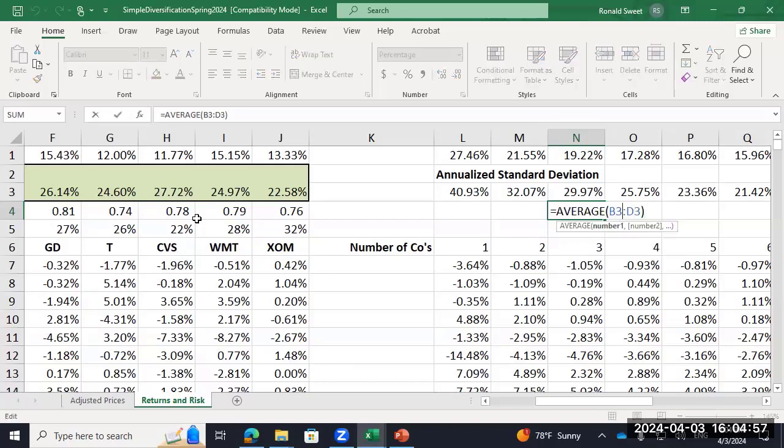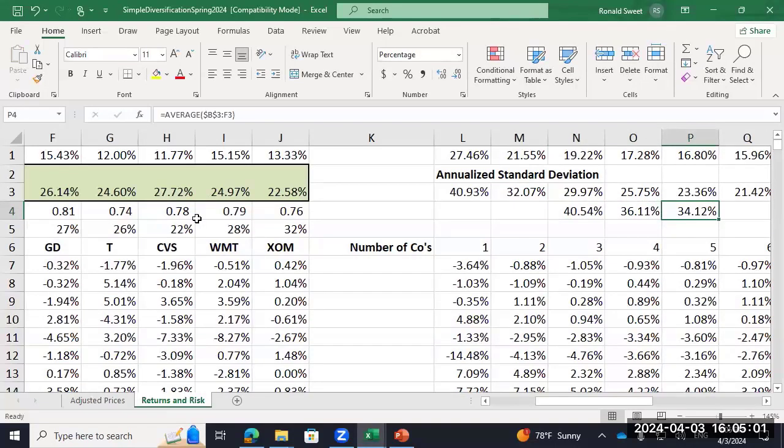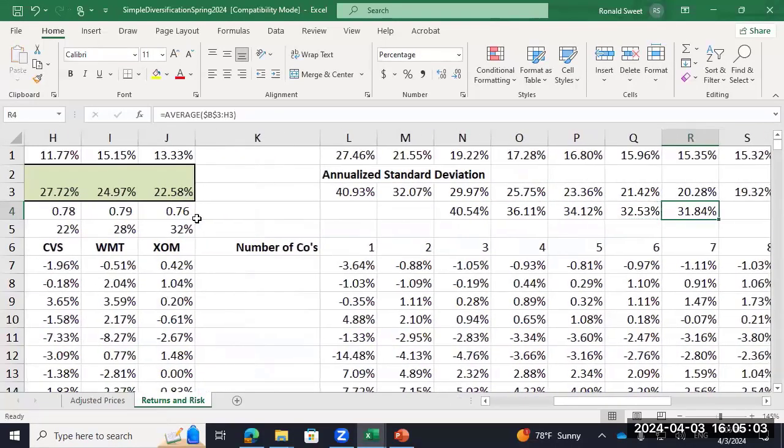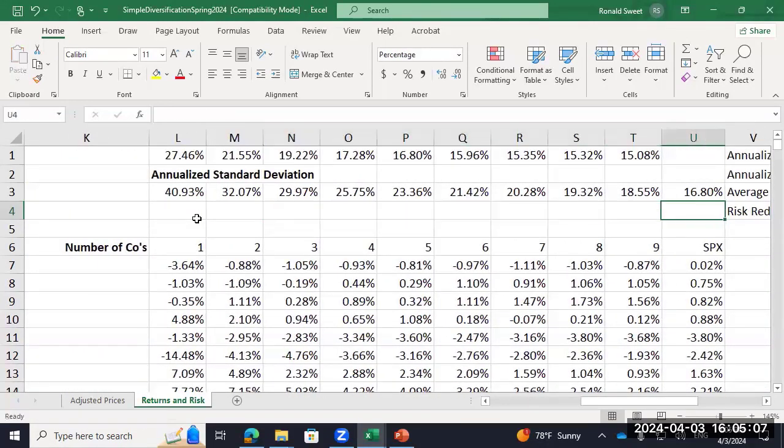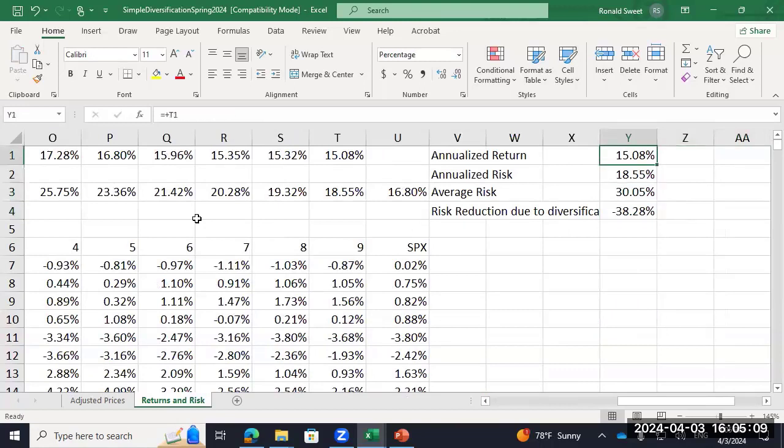As you go across, you'll notice that your average risk is much higher than the risk of the portfolio as you put more and more stocks in there. Your return is 15%, your risk is 18%, but the average risk of those 9 stocks is 30%. So just having 9 stocks in your portfolio reduces your risk almost in half by doing nothing more than diversifying your portfolio. That's the unsystematic risk.